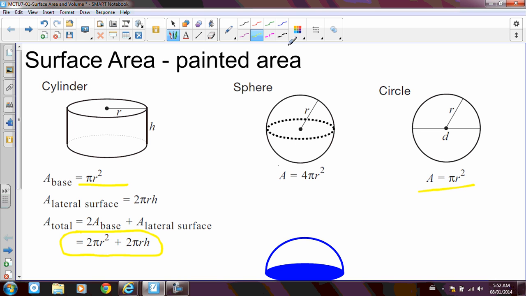But again, in the end, all you really need to know is that the formula at the end is the one that you're using. They just break it down for you so that you can see it. Okay, so area is 2 pi r squared plus 2 pi r h.